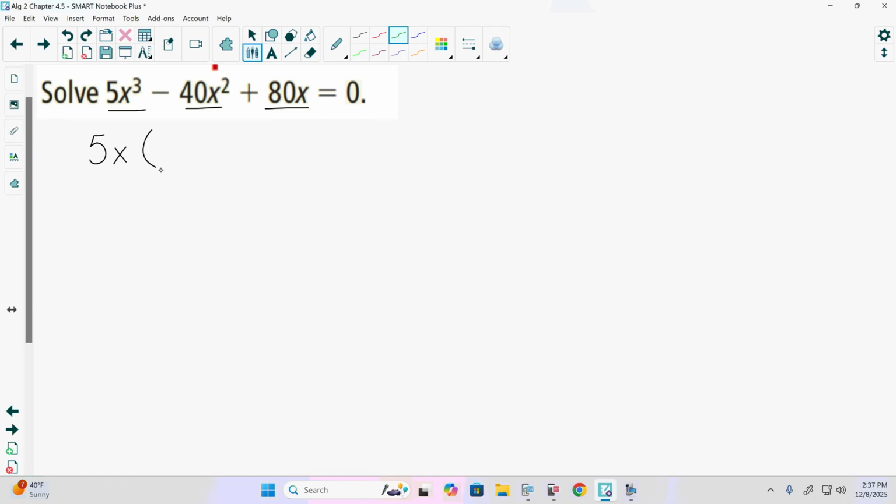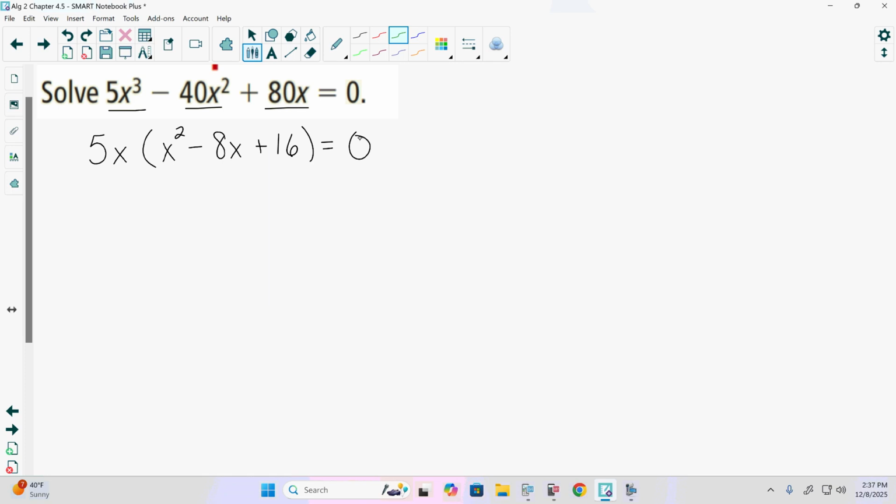Interestingly enough, because of this being the greatest common factor, we already know what one of the solutions should be. 0, because our 5x is going to have to be 0, so x is going to most likely be 0. We'll check and make sure here in a minute. But first, we need to factor 5x out of all three terms. If we factor 5x out of 5x cubed, we should get x squared. If we factor 5x out of negative 40x squared, we should have negative 8x. And when we factor 5x out of 80x, we should get plus 16. Questions on this here?